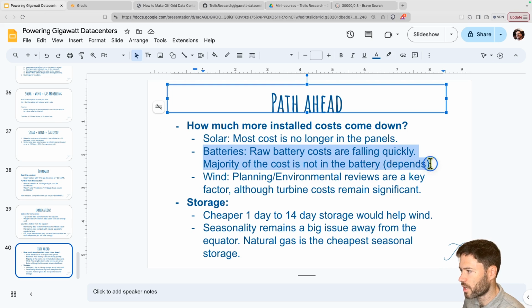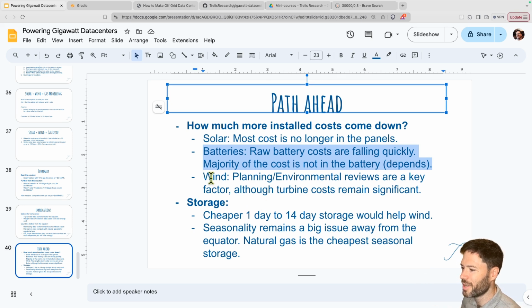And to some degree, this is the case with batteries as well. The price of the battery itself has fallen. So now we're looking at kind of project planning and surrounding softer costs. And probably these are going to be harder to reduce at the same pace that we've seen the reduction in the solar panels and batteries by themselves.